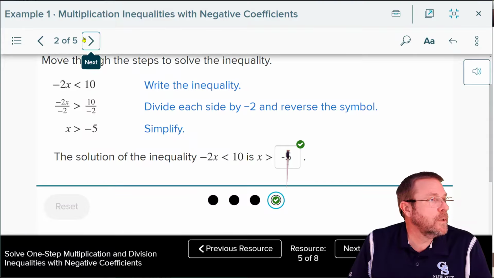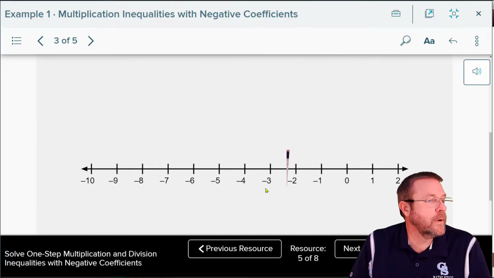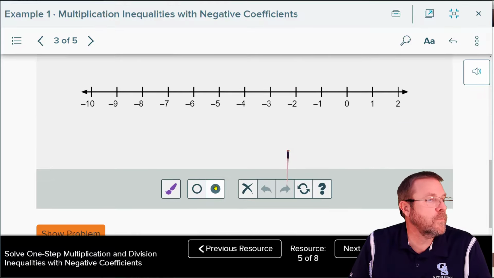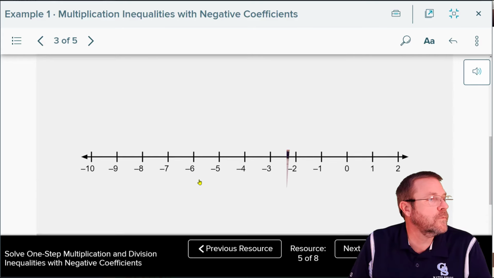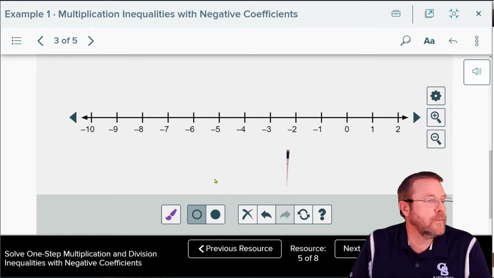Let me see if there's anything else we need here. Yes, to graph it. We've already talked about how to do that. See if it's going to work. It's going to be an open circle. We're on the -5, but my open circle, my -5. Nope, it does not appear to want to work here. Oh, there it was. I got it.